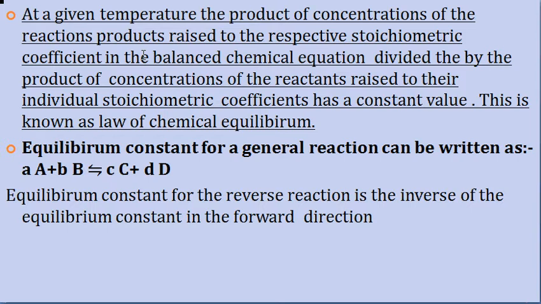Let's see, the equilibrium constant of a general reaction can be written as small a into capital A plus small b into capital B will give us small c into capital C plus small d into capital D. Here small a, small b, small c and small d are nothing but the coefficients. In general it is 1, 2, 3, maybe half sometimes, and capital A, B, C, D are nothing but the concentrations.